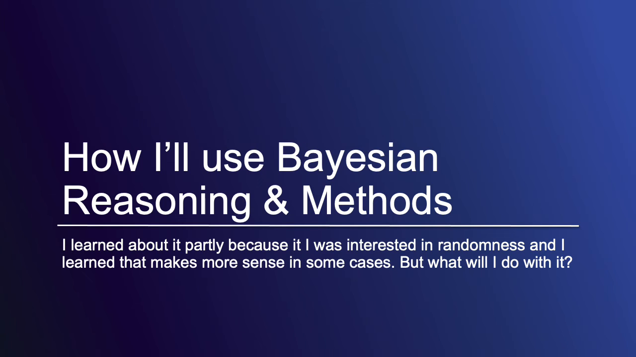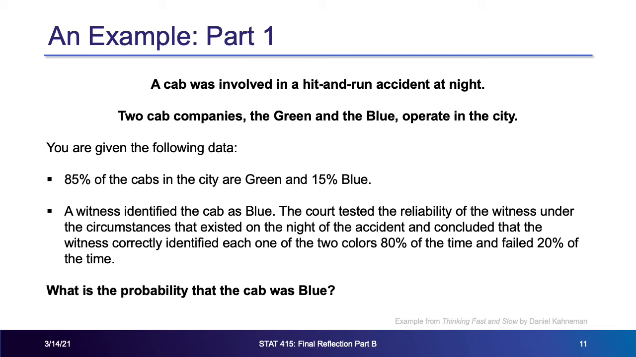So in this section, I'll discuss how I'll use Bayesian reasoning and methods in my own life. In the past section, I hope I made it clear that I learned about it partly because I was interested in randomness, and I learned that it makes much more sense in some cases. But what would I actually do with it? So I think one place where I'll use Bayesian reasoning and methods in my own life is to answer questions like these. So I'll walk through this question. I got this question from Thinking, Fast and Slow by Daniel Kahneman.